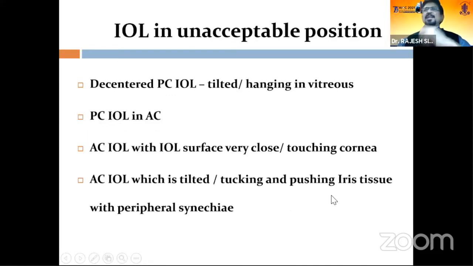So by IOL in unacceptable position, I mean that if it's a PC IOL, sometimes it is put in the anterior chamber because of the panic, because of whatever reason. We do encounter many cases wherein the patient comes to us with a decompensated cornea with a posterior chamber IOL in the anterior chamber, causing recurrent UGH, causing tilt of the PC IOL, causing touching of the peripheral part of the cornea. It's an IOL which is tilted, hanging, all sorts of things, or an AC IOL which is very close to the endothelium, causing decompensation, tilting, having bad synechia.